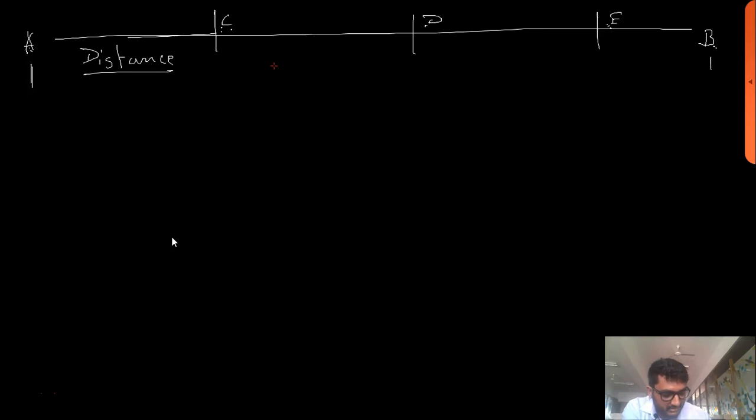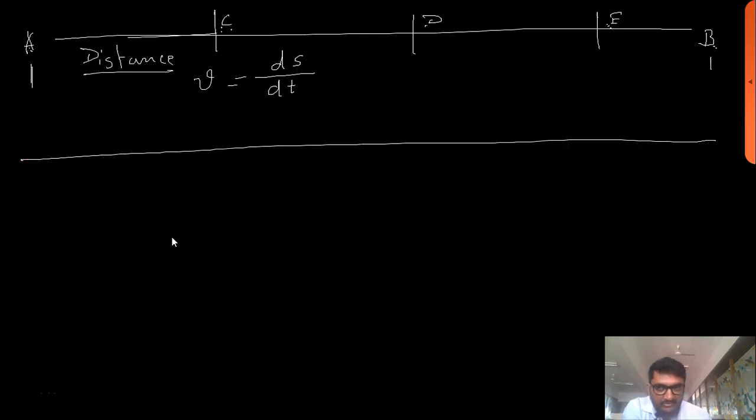But if I differentiate the distance, ds by dt, what will happen? We know that if we differentiate the displacement with respect to time, I get velocity, right? So if I have a plot of velocity, at the start the velocity will be 0 and it will go on increasing. At this portion I will keep my speed constant. When I approach the junction, what will happen? The velocity will fall, but it will not fall to 0.